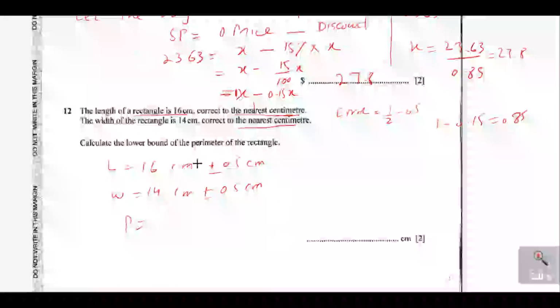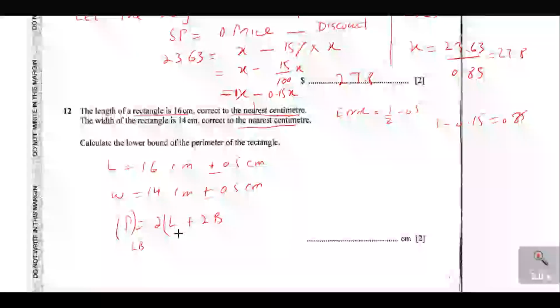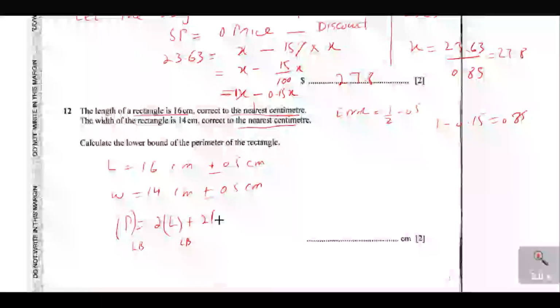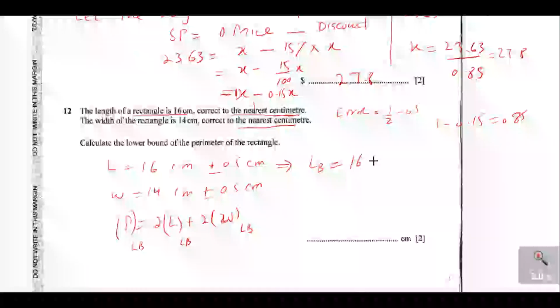The perimeter of a rectangle is equal to 2 times the length plus 2 times the breadth, and the lower bound of the perimeter will be obtained from the lower bound of the length and the lower bound of the width. We will write this W, and this is the lower bound value. To take the lower bound value, we subtract 0.5 from the length. The original length is 16. We subtract 0.5 and we get 15.5.